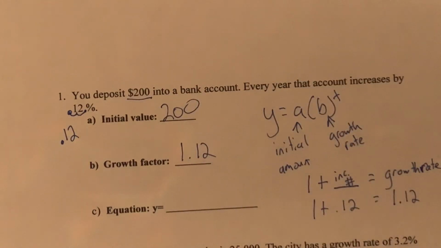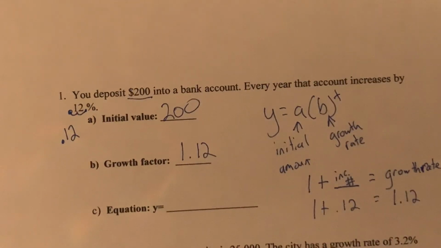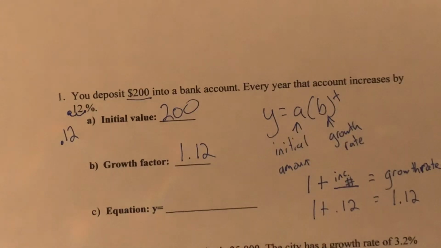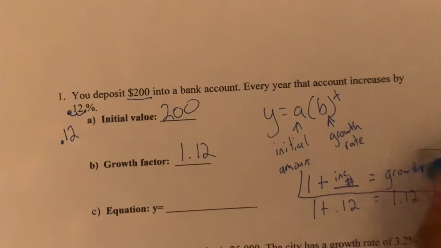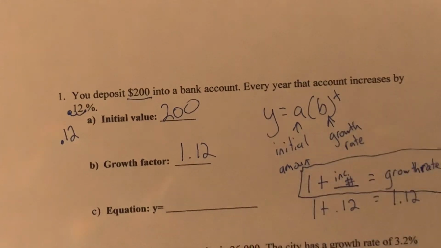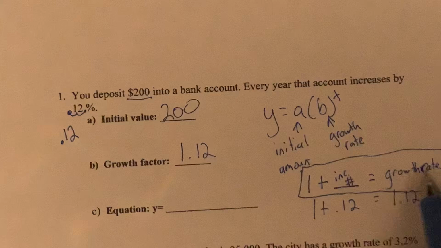So some of you might want to know, why is the 1 there? What's the purpose of the 1? So I'll go ahead and explain that. For those of you who want to know why, I'll go ahead and explain it. But remember, this is a formula. 1 plus the increased amount, that gives you the growth rate.